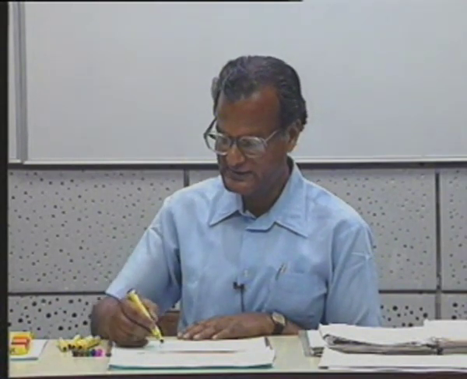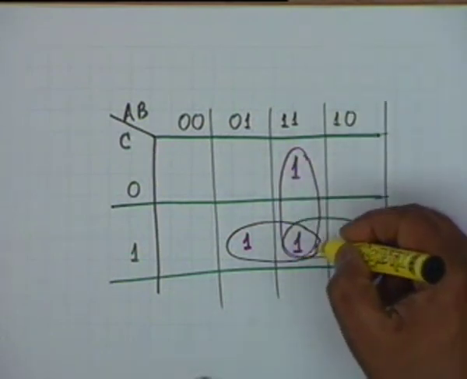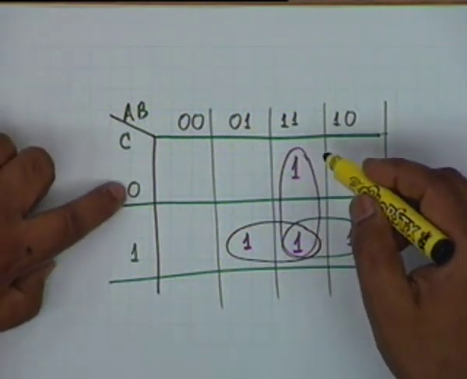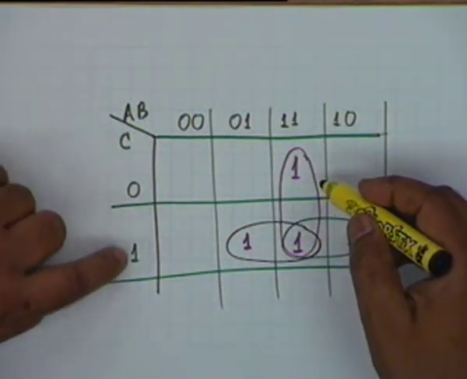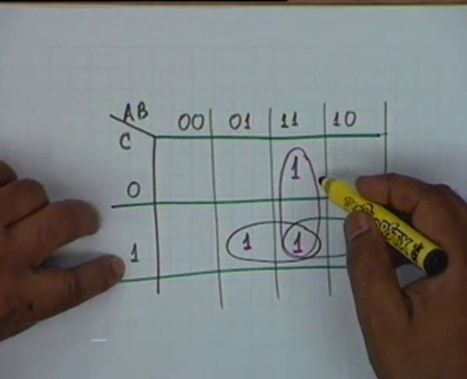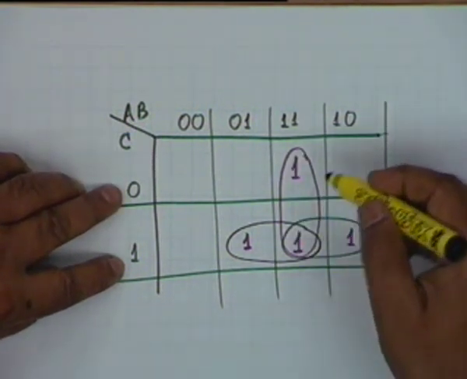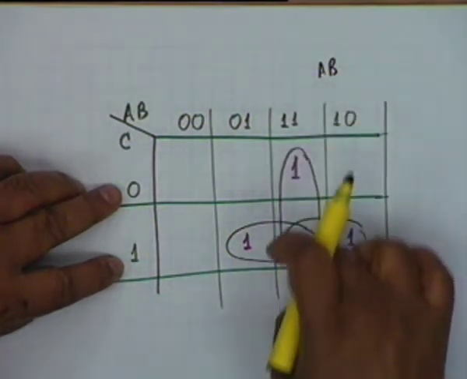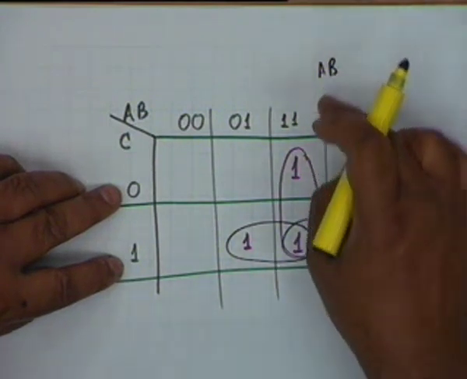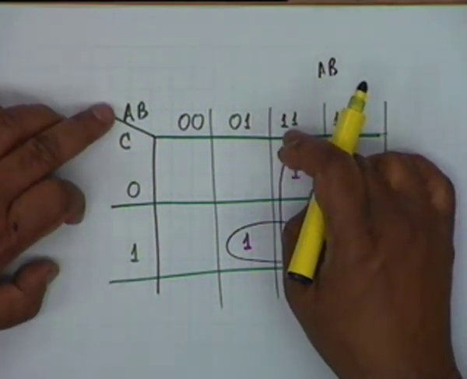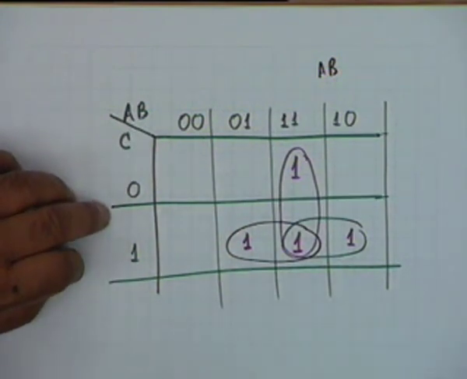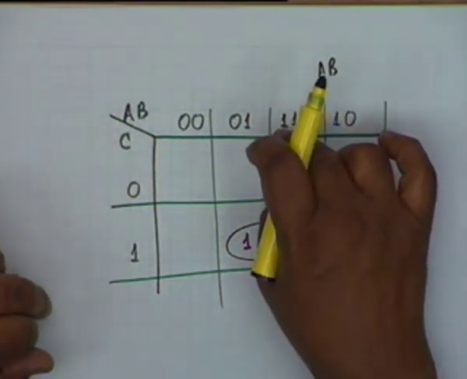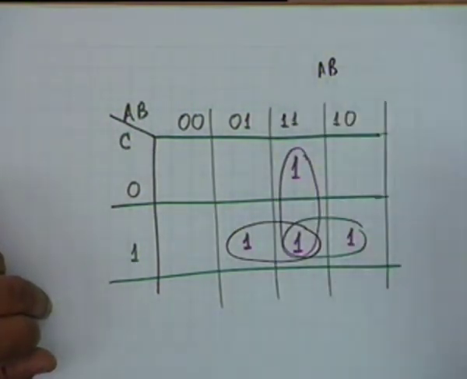You see, let's take this circle, this pair, this pink circle pair. For this, C is immaterial. Whether C is 0 or 1, it doesn't matter. And therefore this pair is represented by simply AB. These two ones are represented by AB because it is 1 1. A is 1, B is 1. If it was 1 0, then we'd have A B bar. But since A is 1, B is 1, it is simply AB. This is the pink one.